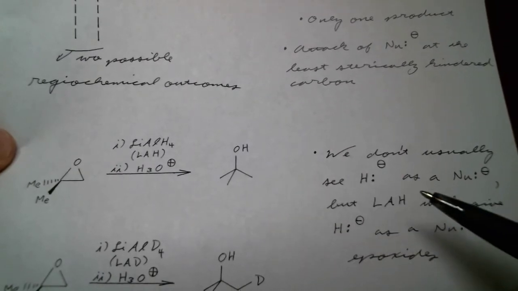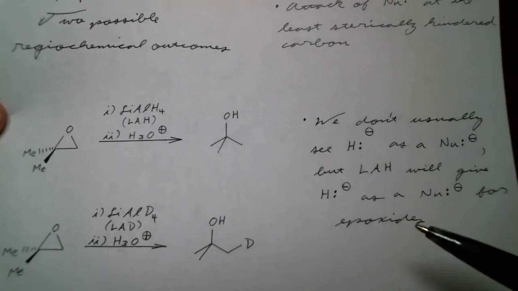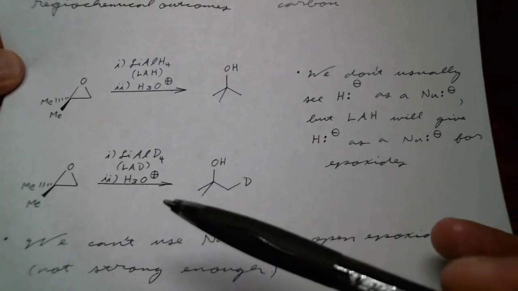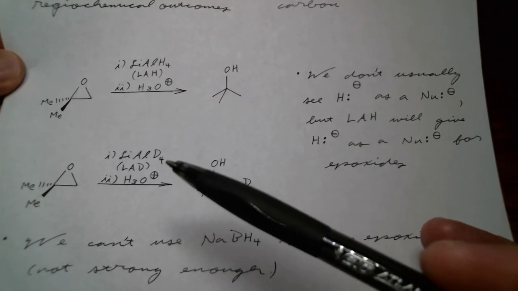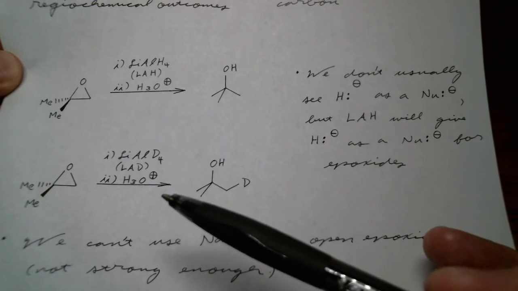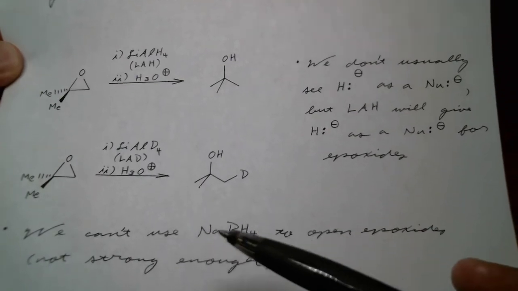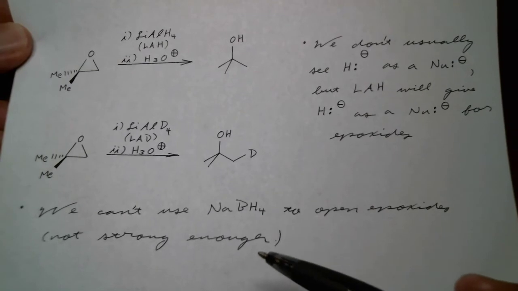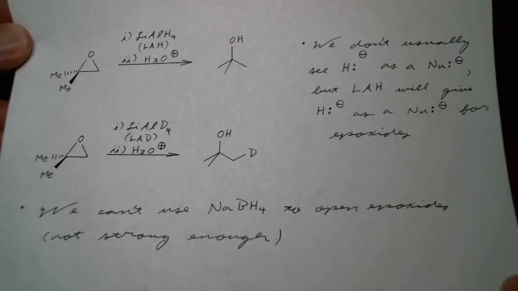So we don't usually see hydride as a nucleophile, but LAH will give us our hydride as a nucleophile for epoxides. You could similarly add a deuterium atom this way if you used lithium aluminum deuteride followed by aqueous acidic workup. We can't really use sodium borohydride to open up epoxides. It's just not strong enough.